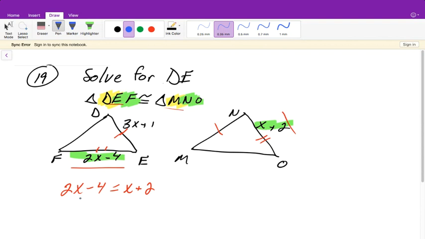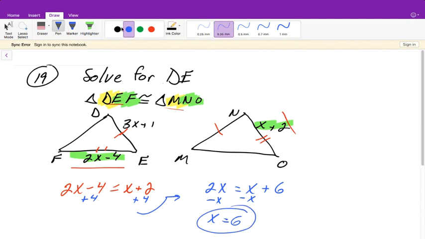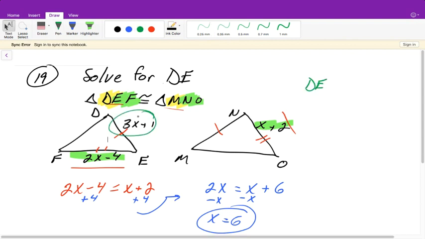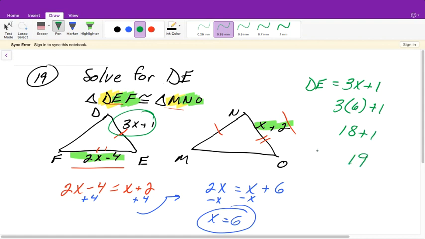Now I'm just solving for x. I can add over 4. So this gives me 2x is equal to x plus 6. I will subtract the x, so x is then equal to 6. Now, I didn't ask you to solve for x explicitly, so we are not done. We want to solve for DE, and I know DE is 3x plus 1. So I will substitute 6 in for x, so it's 3 times 6 plus 1, 18 plus 1, or 19. So DE is equal to 19 units, whatever our units would be.